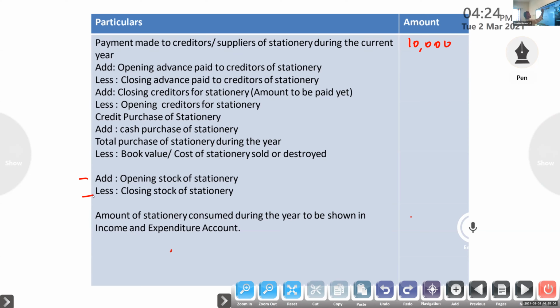So here you look at it: with amount paid to stationery, you have to add opening advance paid to creditors of stationery. You have to add opening creditors, less closing advance. Every item they will give, so on that basis you have to do add or less. If any opening advance paid to creditors, Shubham, afterwards we can talk. Now you listen here. Opening advance paid to creditors of stationery, that you have to add, less closing advance paid to creditors of stationery.